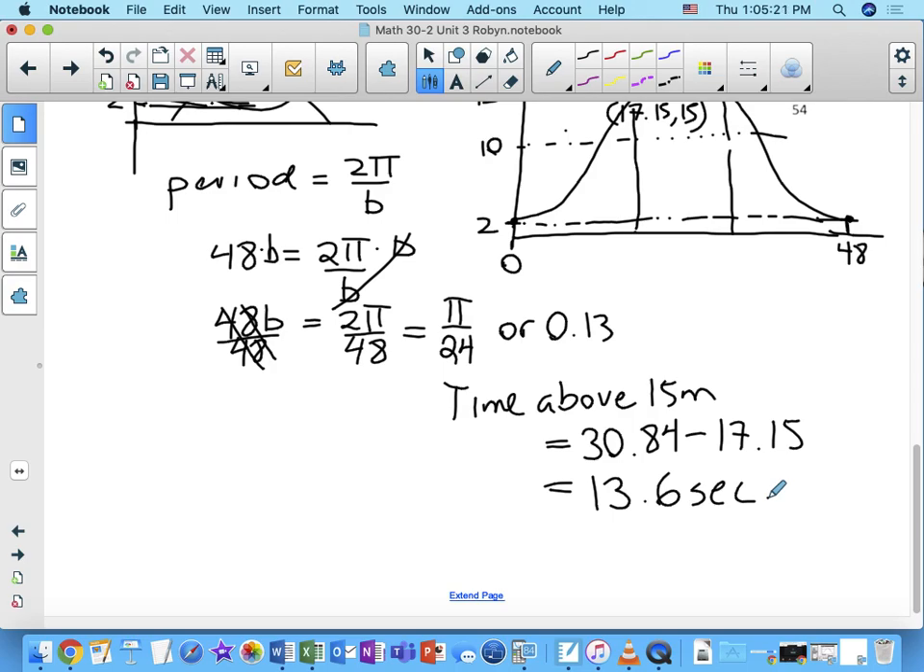Yeah, so the key here is, what did we have to do? We had to be able to visualize what was going on so that we could see what the midline, the amplitude was, and also the period. Then we could determine an equation to model the situation, and then we could use that equation to solve the problem of how long are we above 15 meters. All right, questions with that?